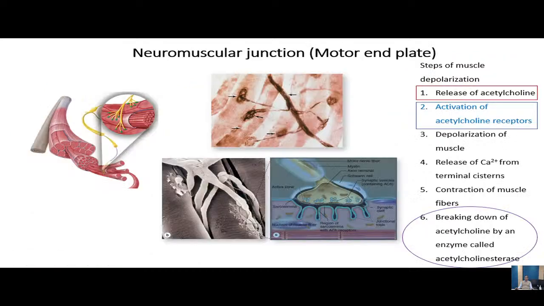Now, skeletal muscle fibers are under our voluntary control, and they contract when there is activation coming along the nerves. So wherever the nerves end on the muscle fibers, this is called a neuromuscular junction or a motor end plate.